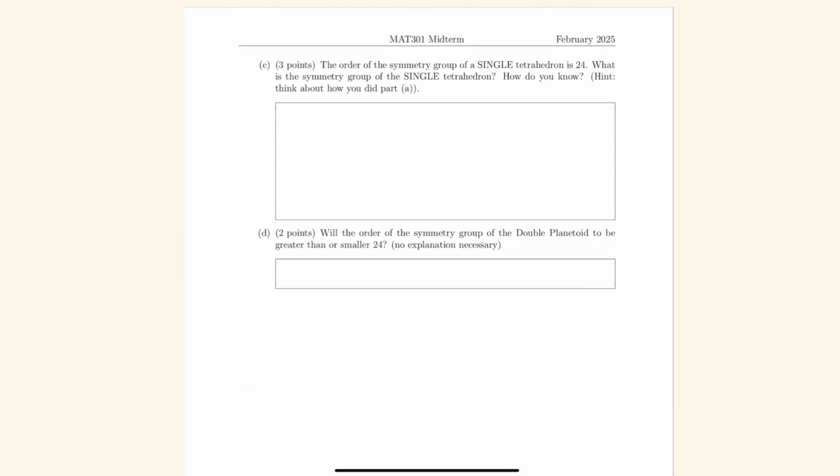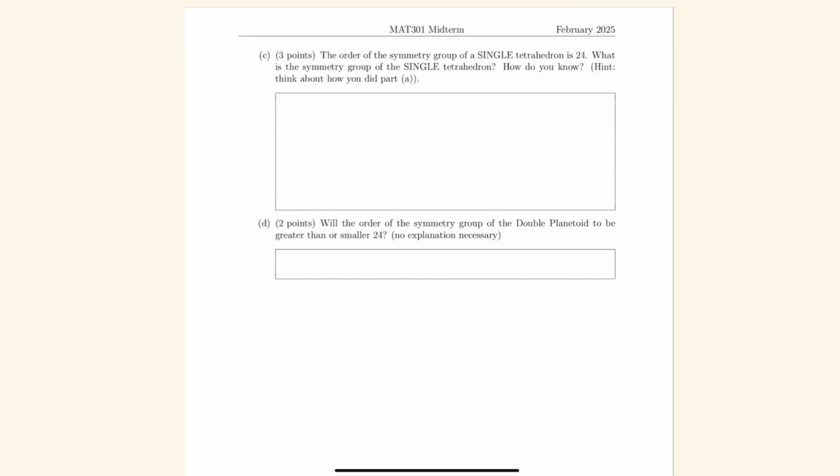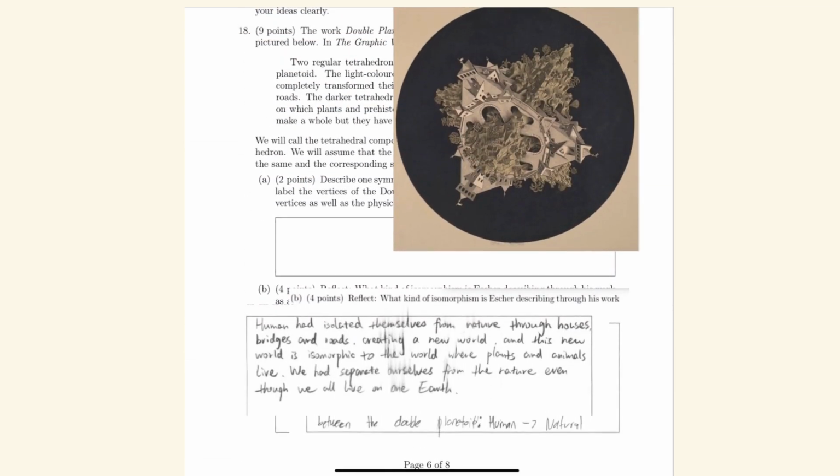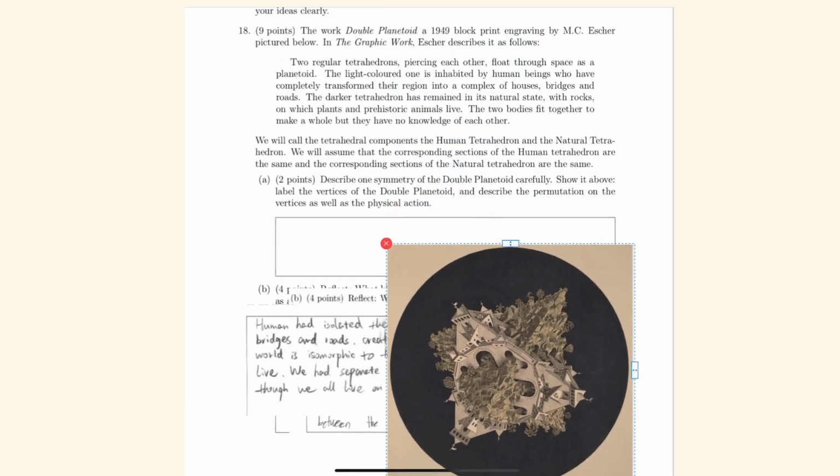Okay, the order of the symmetry group of a single tetrahedron is 24. What is the symmetry group of a single tetrahedron? How do you know? Okay, so we're told the order of the group, and we want to find the total symmetry group. And there was a hint going back to A. So I'm going to scroll back to A and just look at the wording of the question.